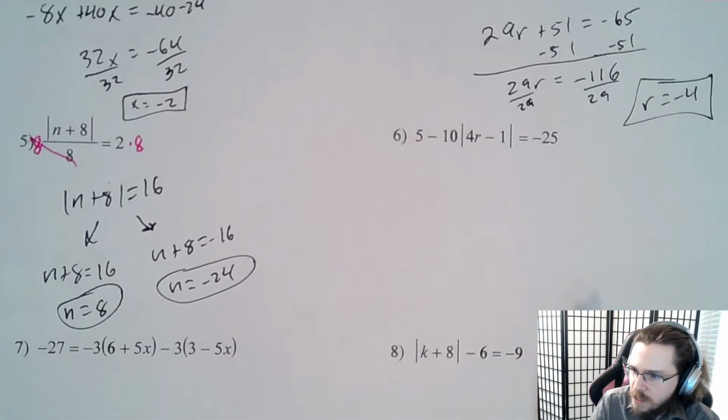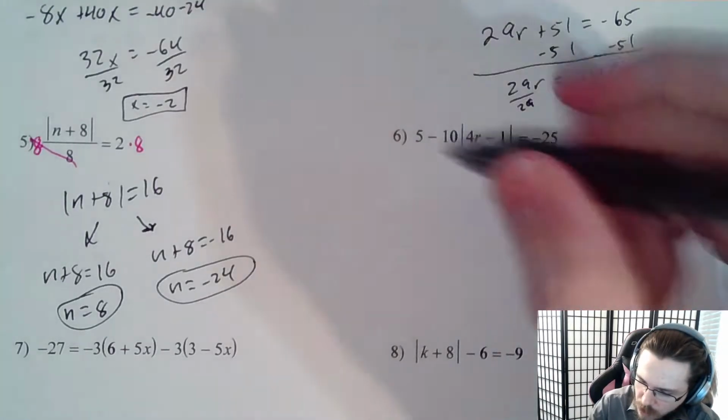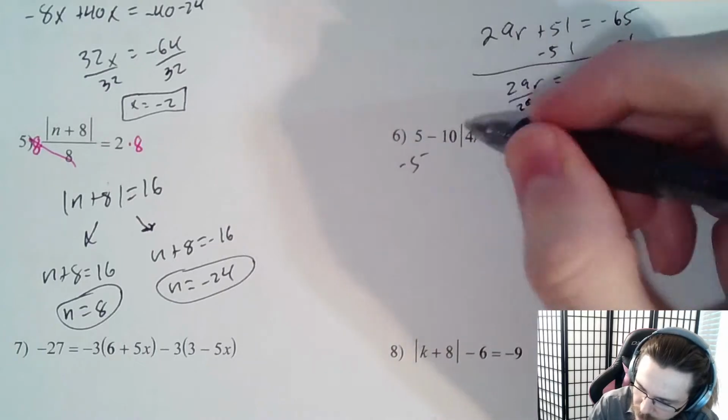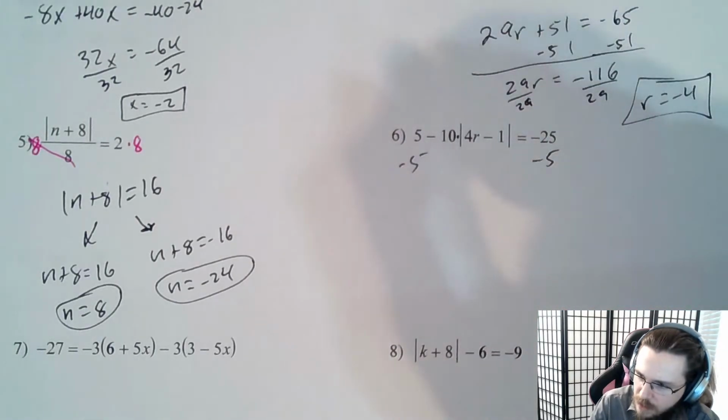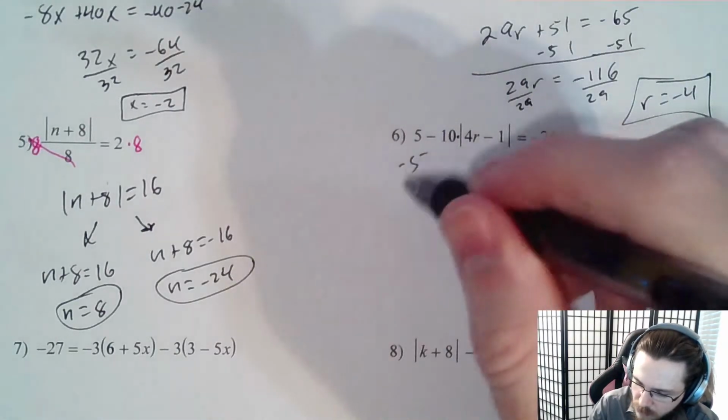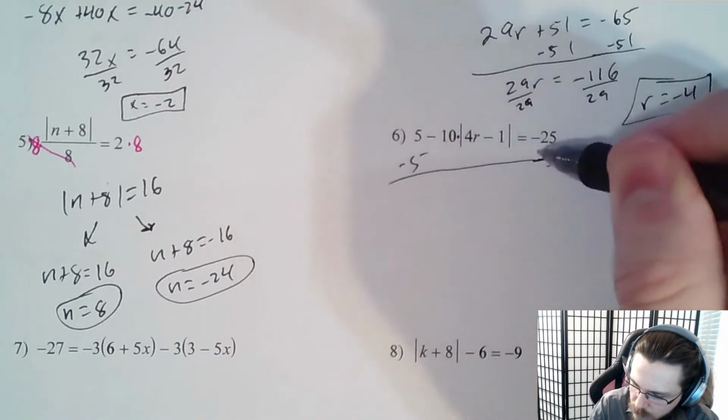Continue on to number 6. First, we're going to subtract 5 on both sides. Be careful here. Don't by mistake do 5 minus 10 first. You can't, because this is being multiplied here. So you got to do reverse PEMDAS. You can't take that 10 away and deal with it here. We got to subtract 5 first. Whoops.